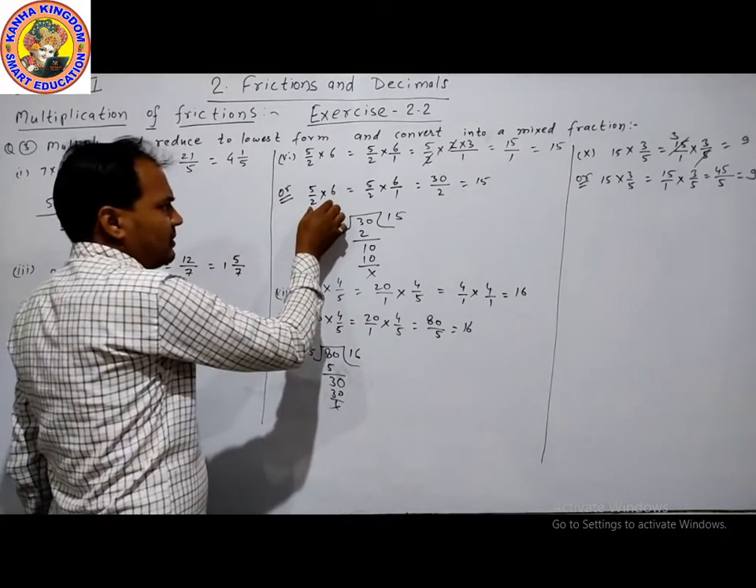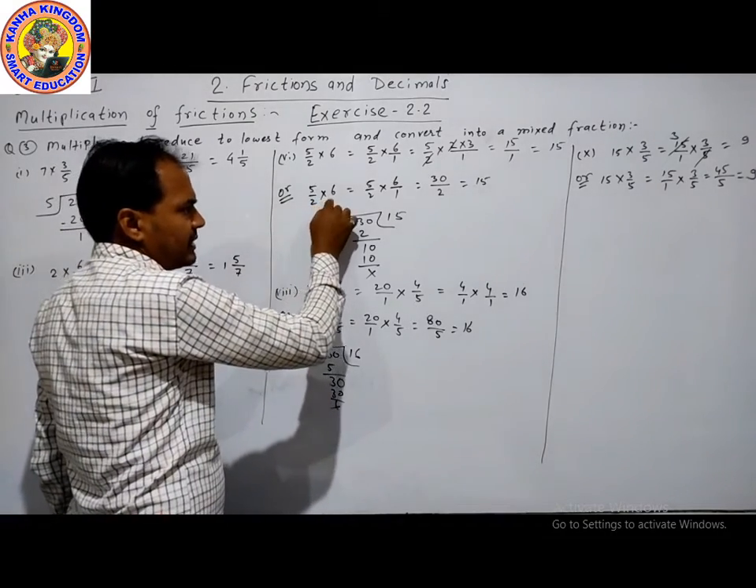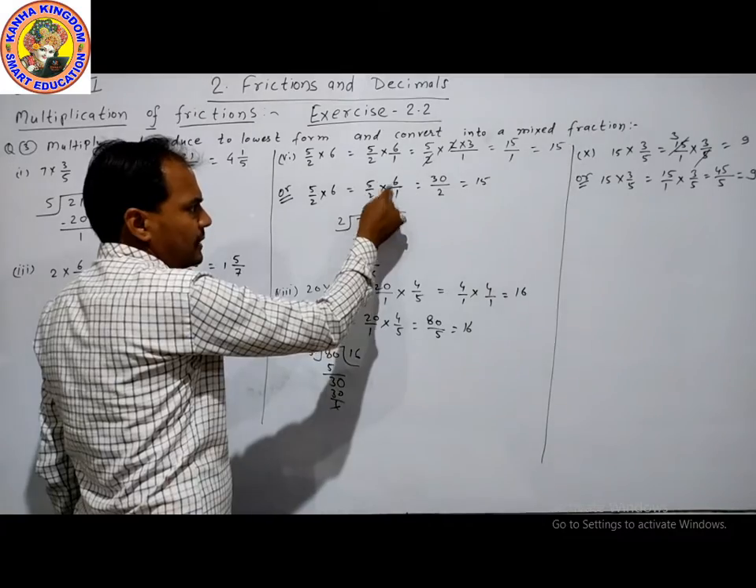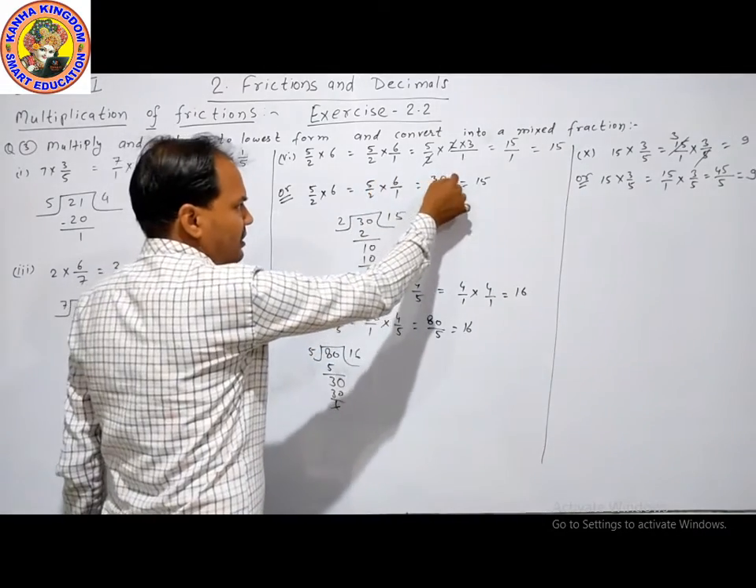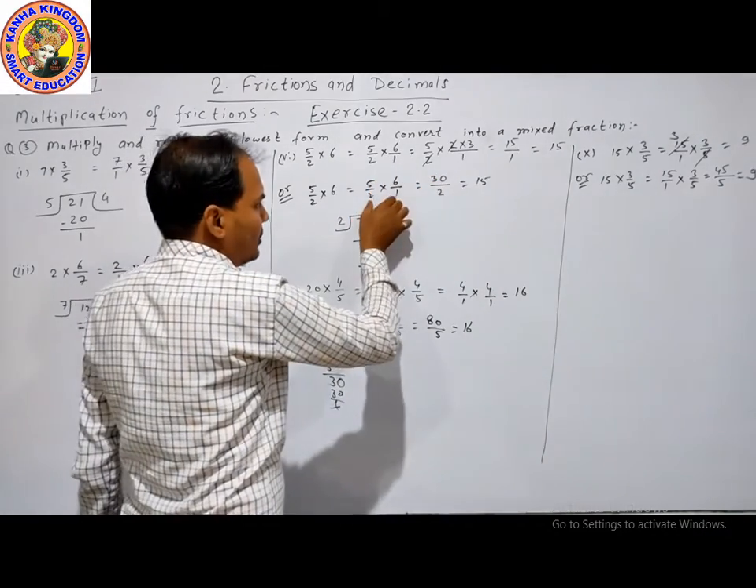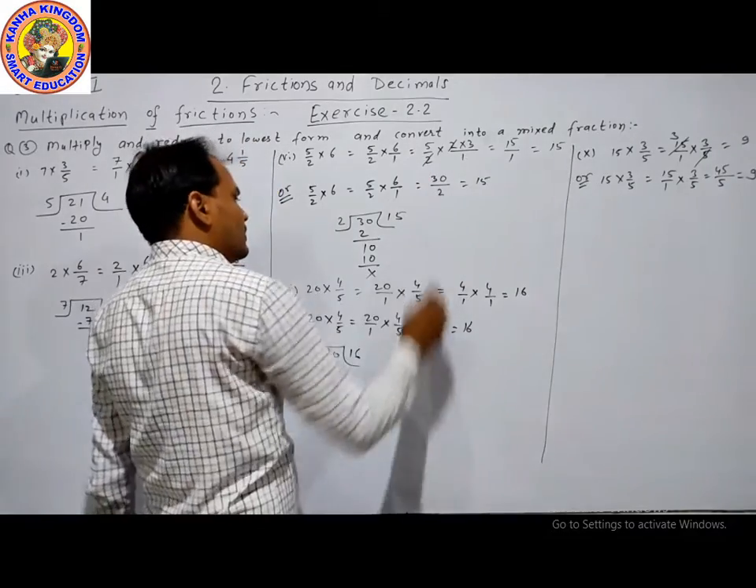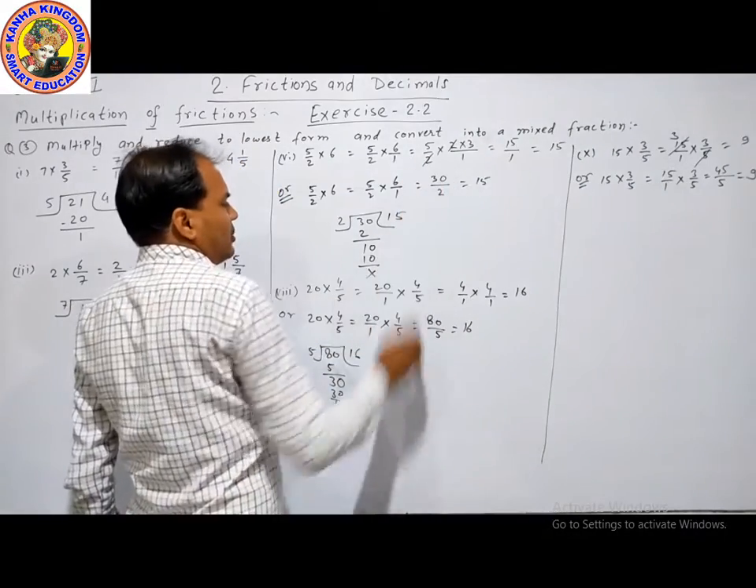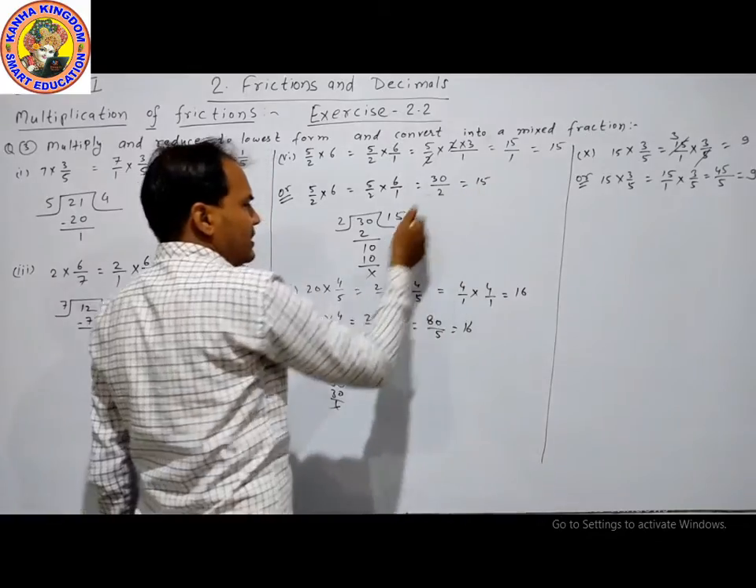We will attempt the question in a second format. The question is 5 by 2 into 6. 6 converted to a fraction number. 5 into 6, 30; 1 into 2, 2. When we divide 30 by 2, the answer is 15.